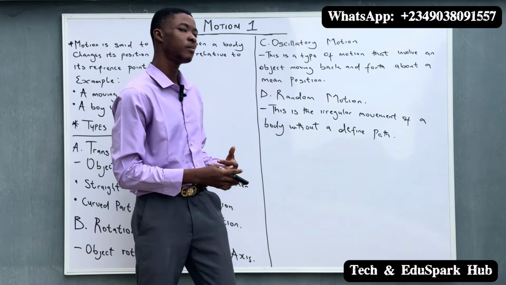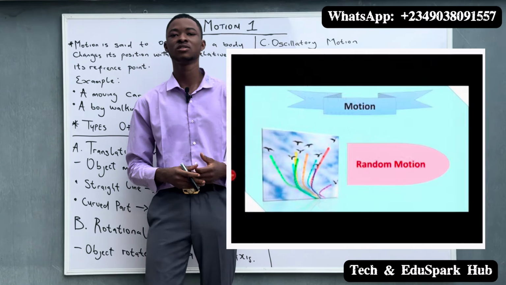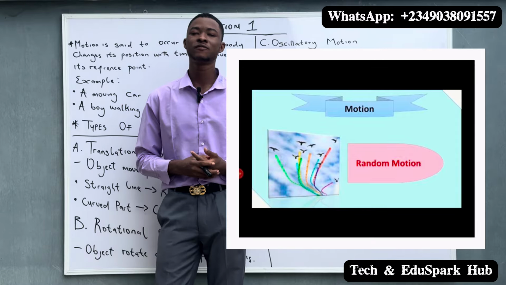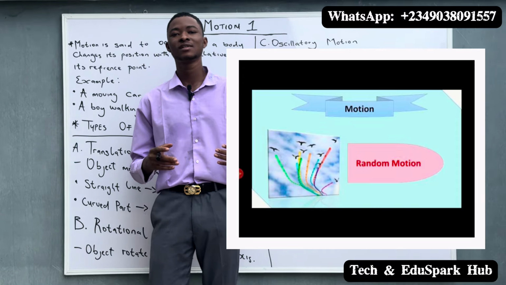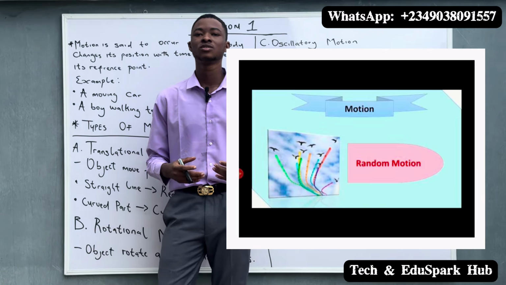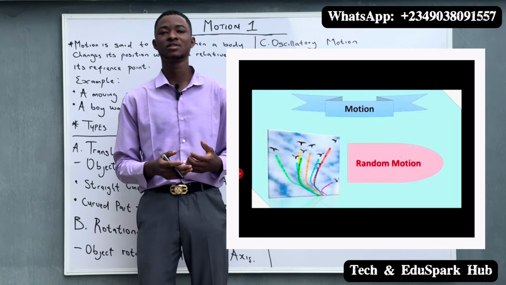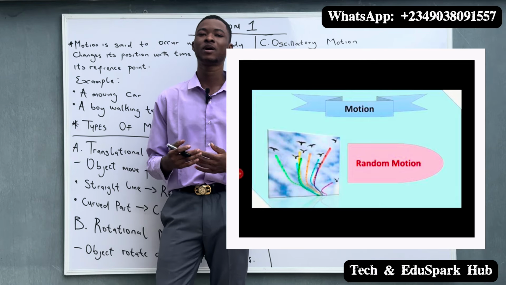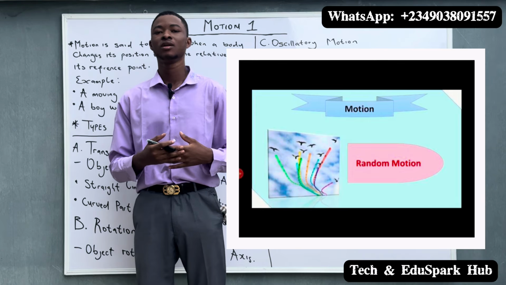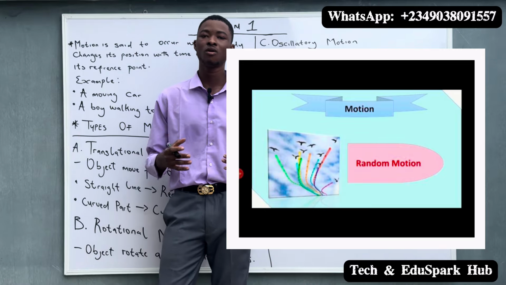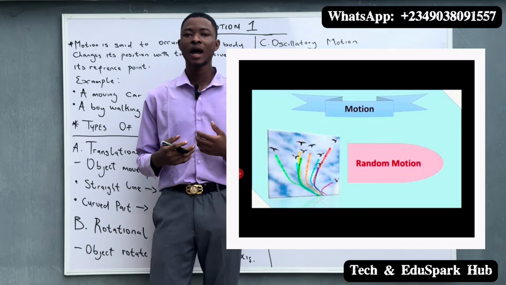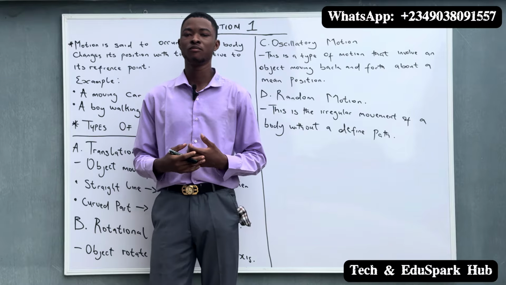You can see an example of the random motion as displayed on the screen. We have different planes moving together in a zigzag without direction. These are examples of the random motion. We also have the bombardment of particles. So it is random. They don't have a definite path. So these are all examples of the random motion. And this will be all on the types of motion.